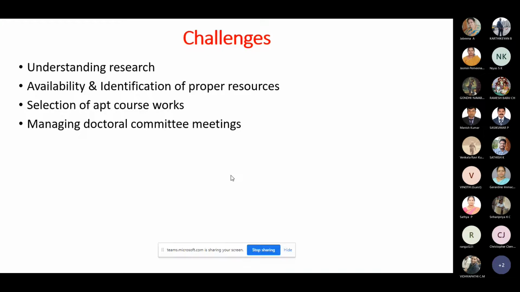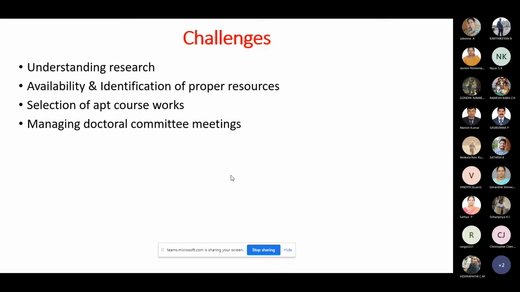Managing doctoral committee meetings. So you may ask me a question: the challenges that you are telling, is it a list of challenges for the scholar or the supervisor? For both. First, the research supervisor has to understand the research to explain it to his or her student, right? So of course, some of these things can be put in a basket for researchers, and some of them can be listed for a scholar.